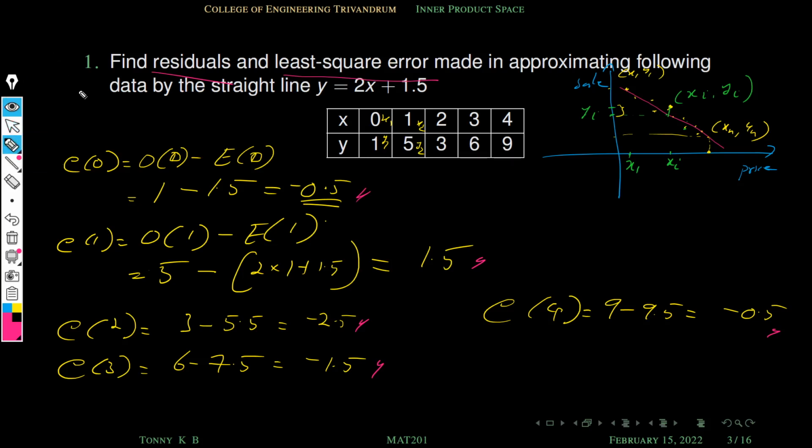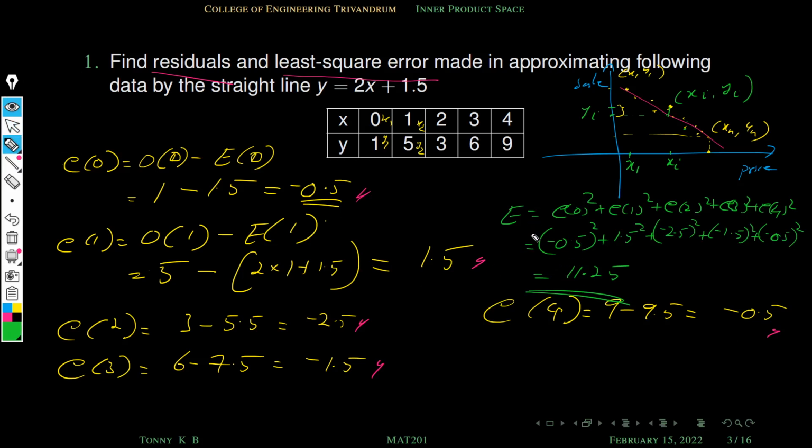How to find the least square error? You take the square of all these residuals, then take the sum. That's all. We know that our least square error is denoted by E. That is equal to E of 0 square plus up to E of 4 whole square. So this is the least square sum. After simplification, this becomes 11.25. So the least square error corresponding to this straight line for this given data is equal to 11.25.